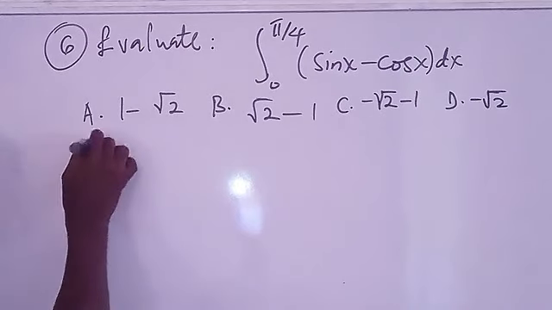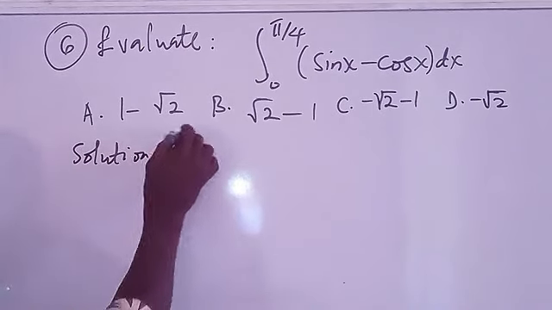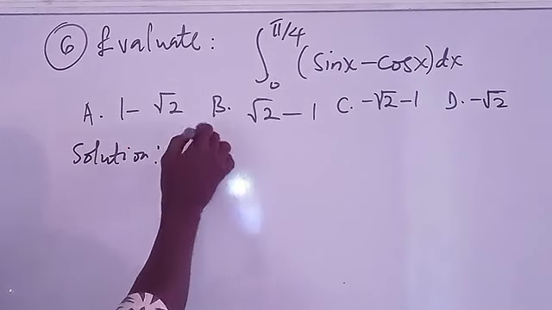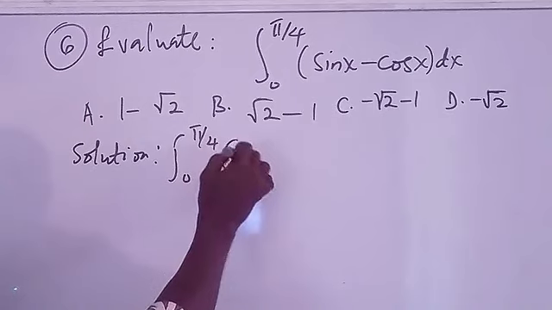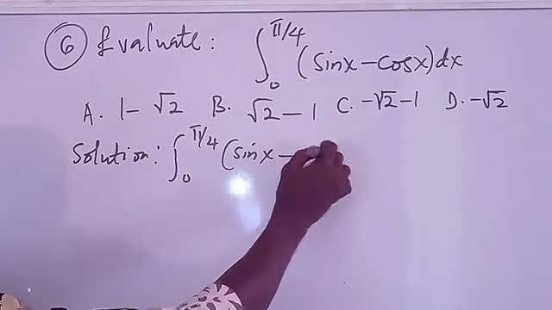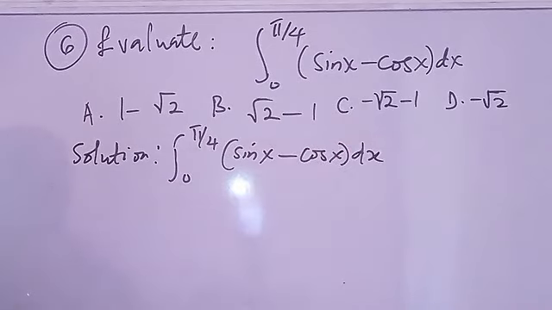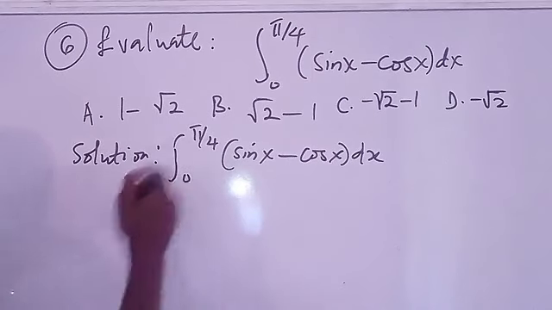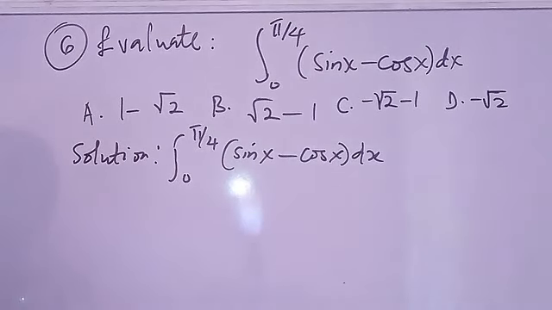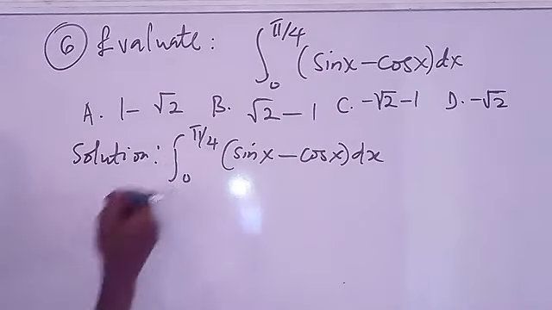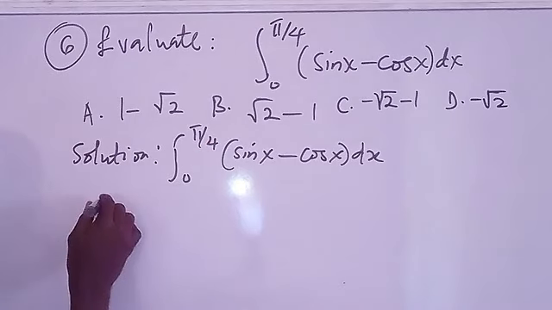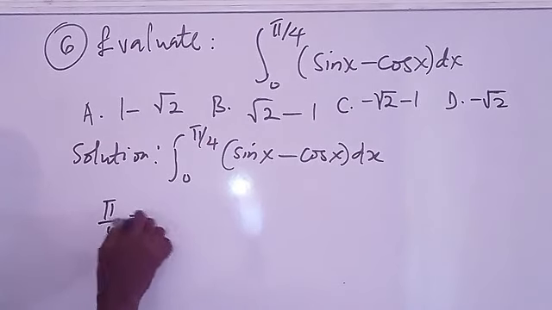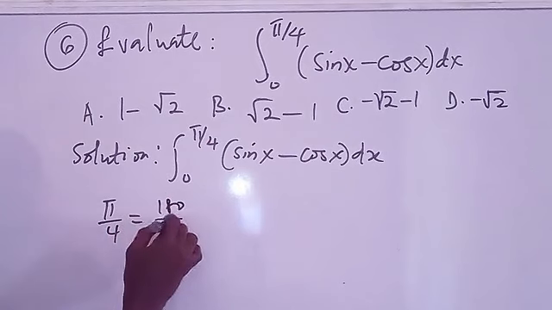So now from here, the integral from 0 to pi over 4 of sine x minus cos x dx. Now from here, what are we going to do? First of all, let's change the limit. It is in radian form, so let's change it to degrees. That is pi over 4. Pi is the same thing as 180, then divide by 4.